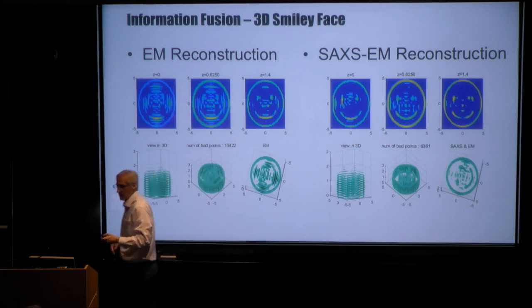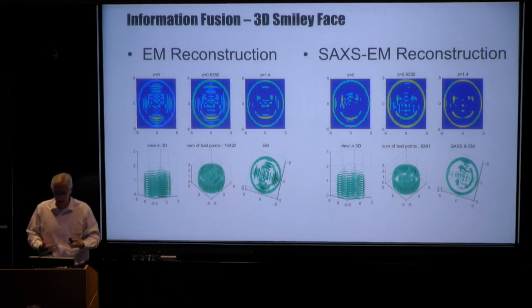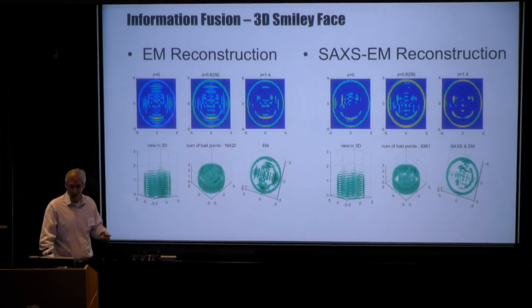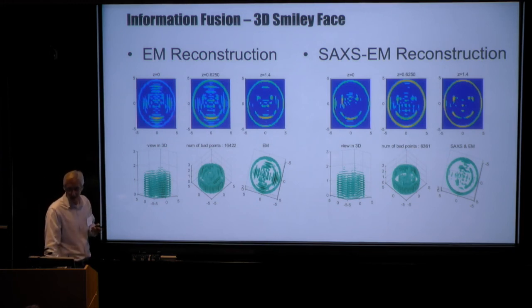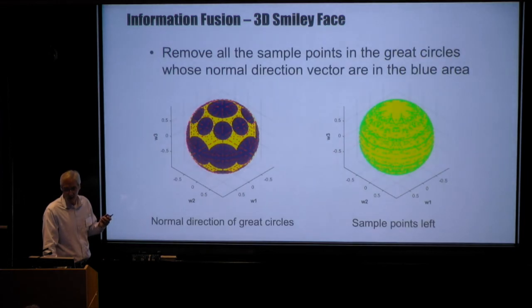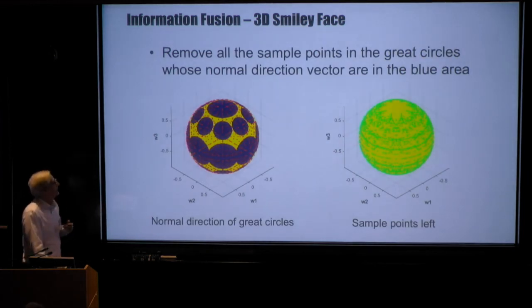Okay, so this is kind of like a proof of concept. If we're not worried about noise, if we're not worried about CTFs, if we're not worried about various things, then it looks like EM and SACS, or EM augmented by SACS, in the case when you have a lot of missing projection directions, can help. And that's the takeaway message from this talk.